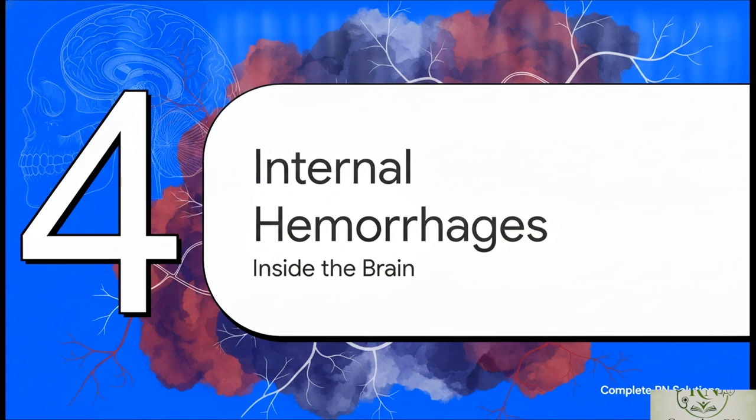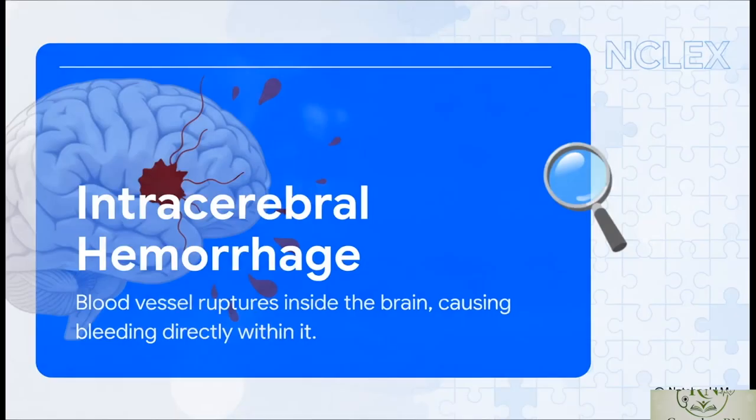And finally, Section 4, internal brain hemorrhages. So, we've covered the tissue, the skull, and the spaces around the brain. Now we need to differentiate 2 distinct types of internal hemorrhages. First up is the intracerebral hemorrhage. This is exactly what it sounds like. Intra meaning within, and cerebral meaning the brain. This happens when a blood vessel ruptures inside the actual brain tissue itself, causing bleeding directly within that brain structure.